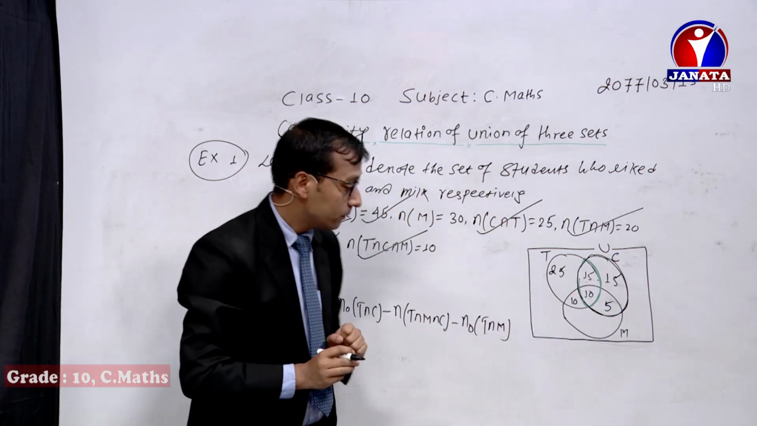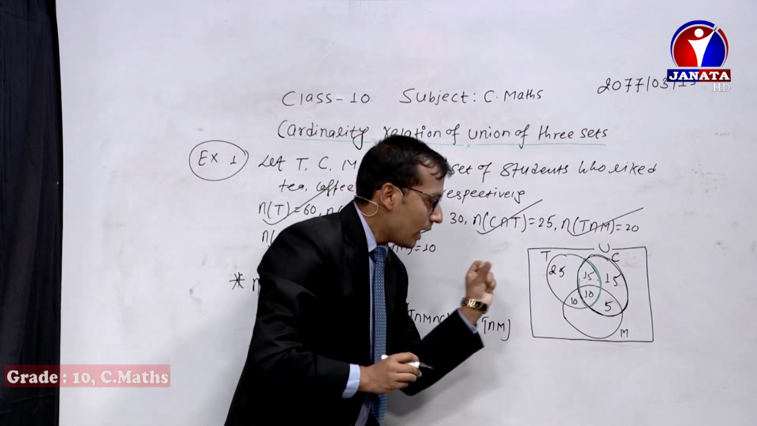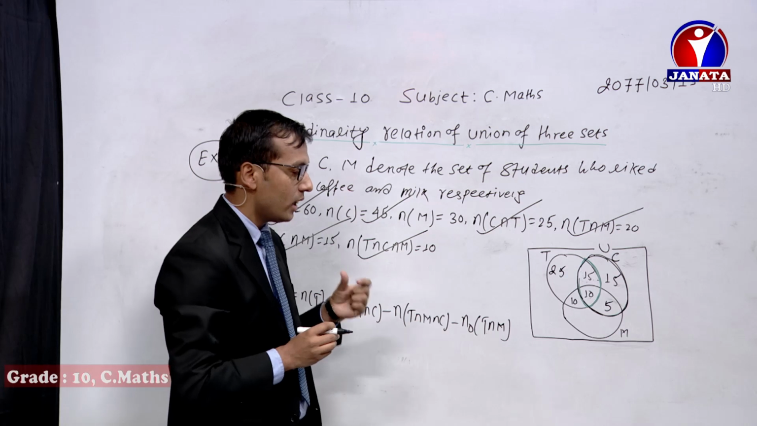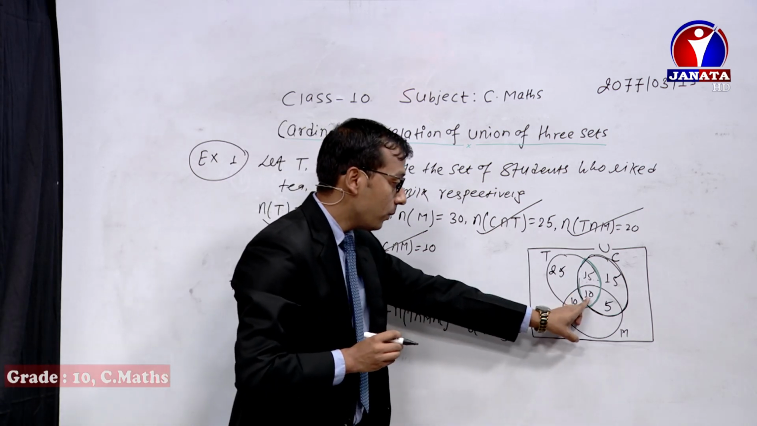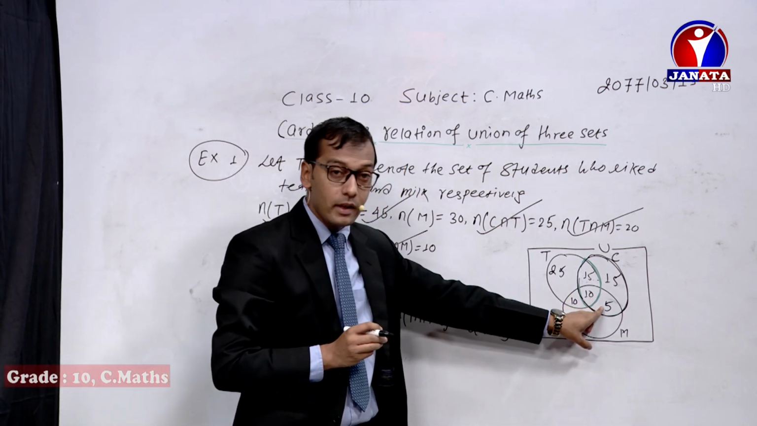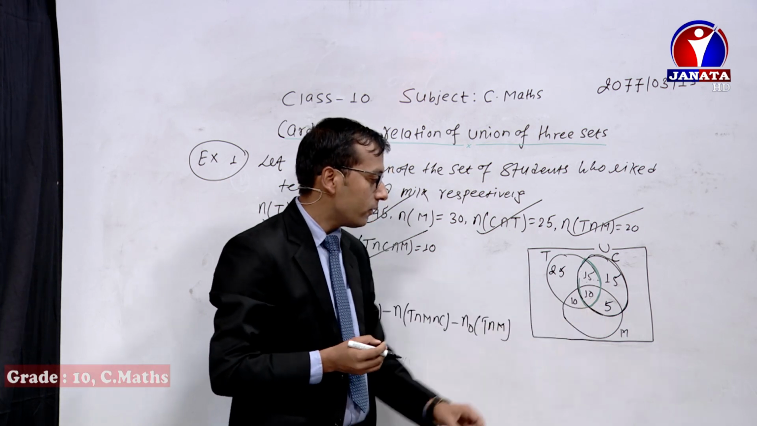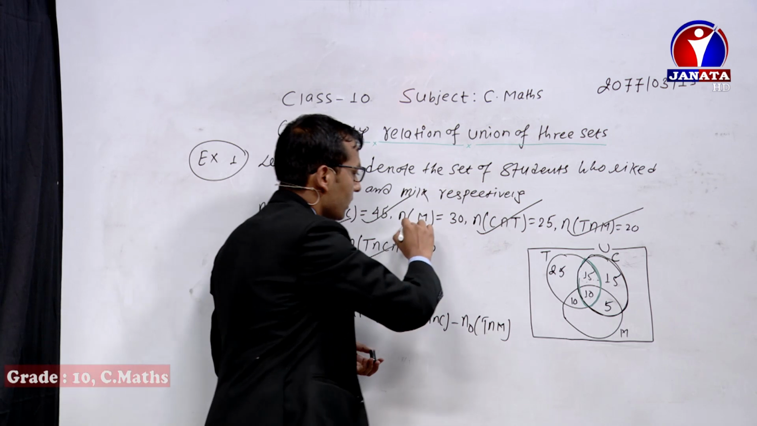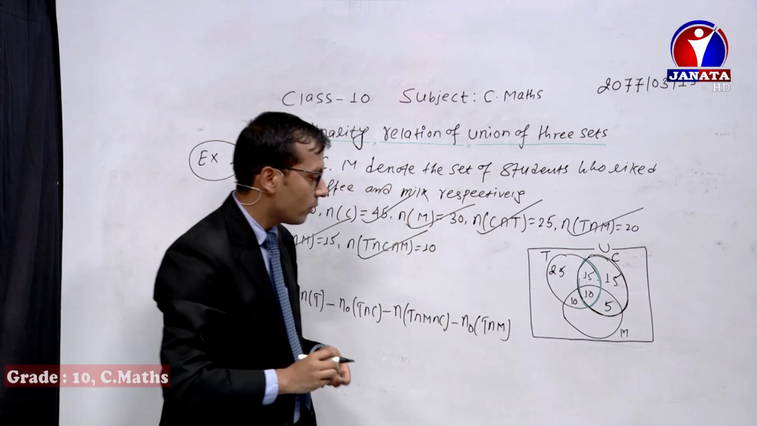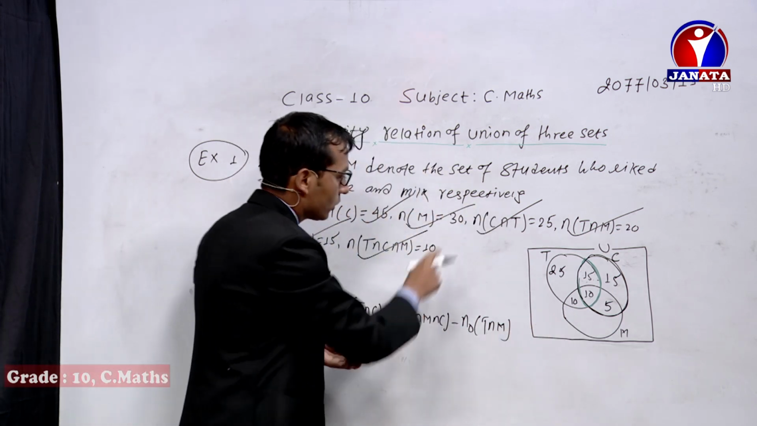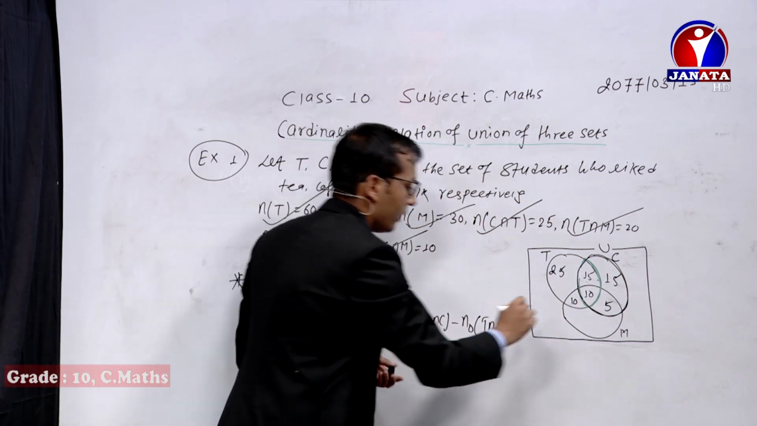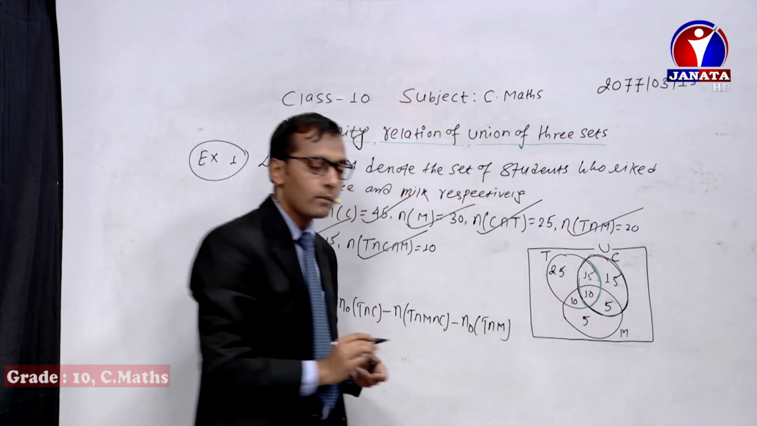Now one is left, n only M. For n only M, what are the numbers which we have inserted in set M? 10 plus 10, 20 plus 5 is 25. So if we deduct 25 from n of M, which is 30, we obtain the number for n only M. So 30 minus 10 minus 10 minus 5 is 5.